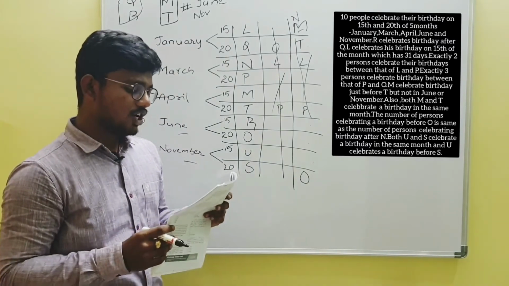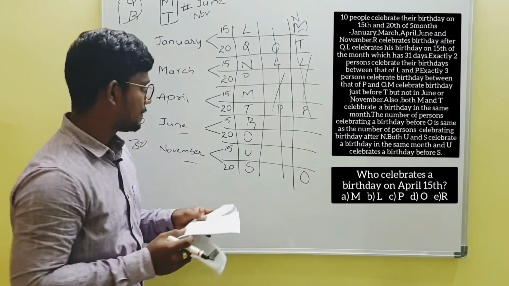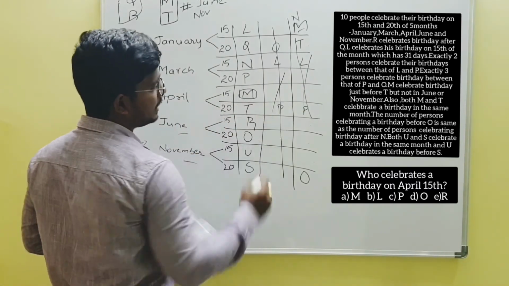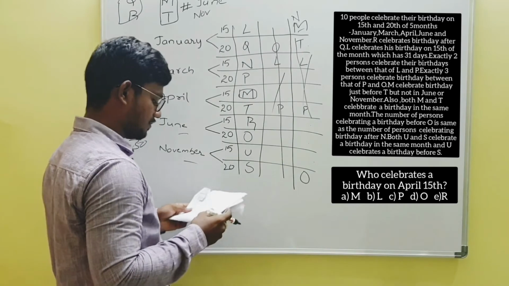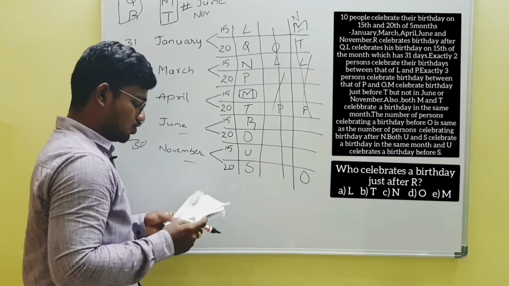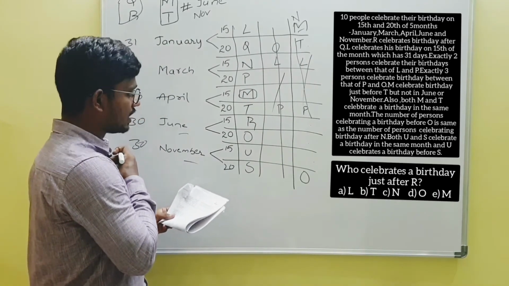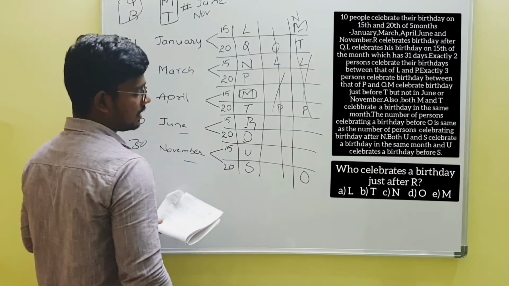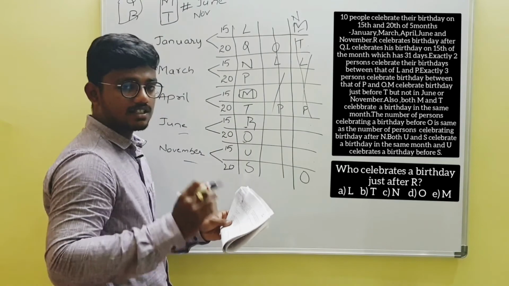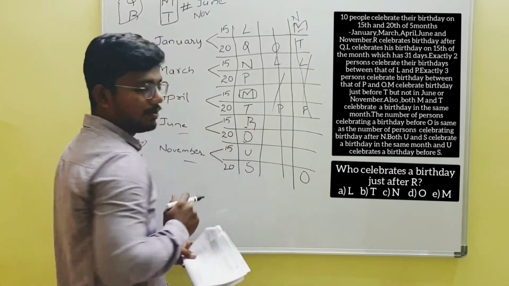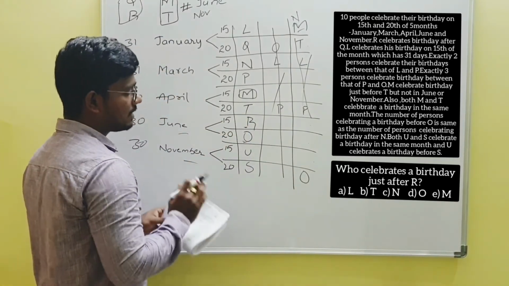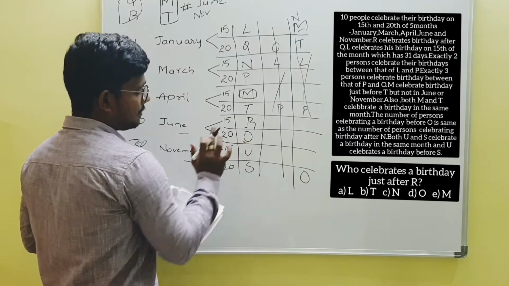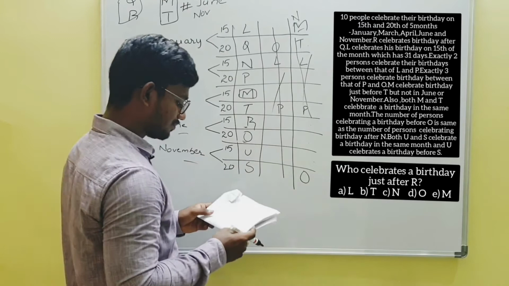Coming to the questions, who celebrates a birthday on April 15th? April 15th is here, that is M is celebrating his birthday on April 15th. So option A is our answer. Who celebrates a birthday just after R? Just after R, O celebrates his birthday. If it were asked just before R, then T would be our answer. But the question asks who is just after R, so I am taking O as my answer.